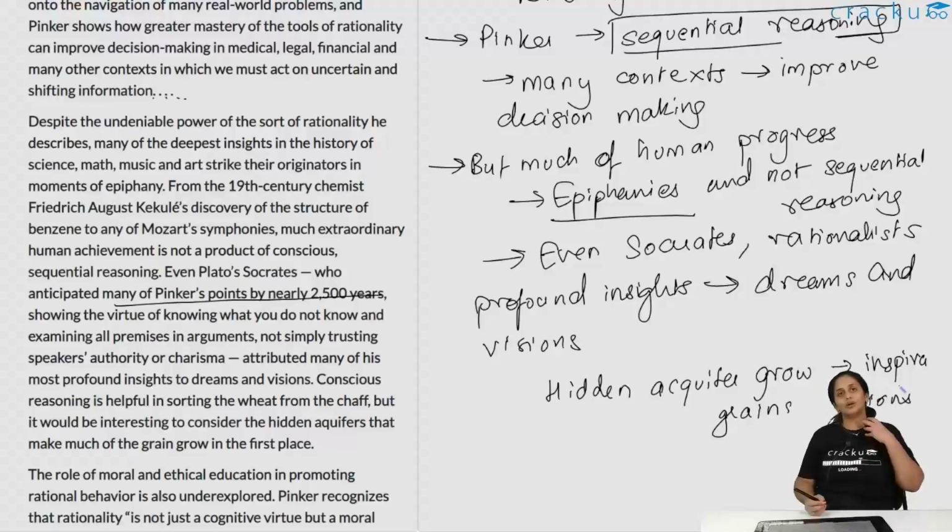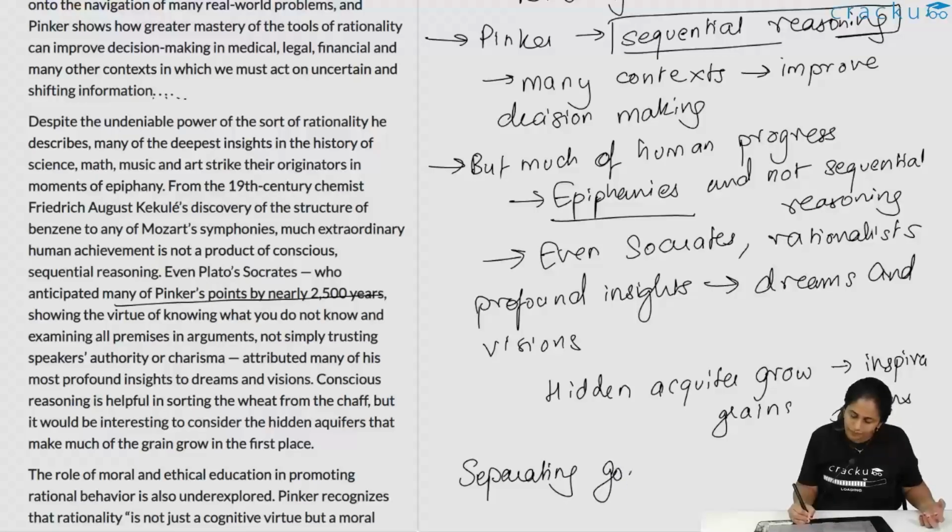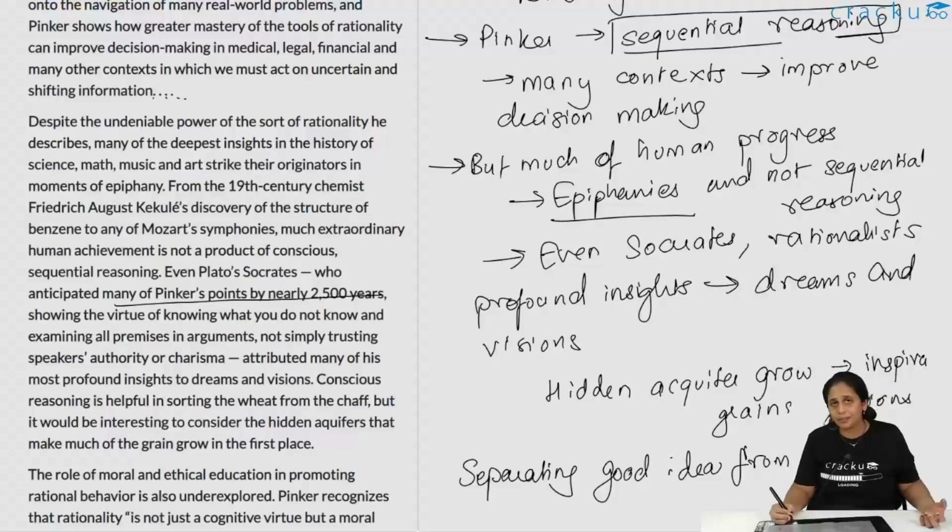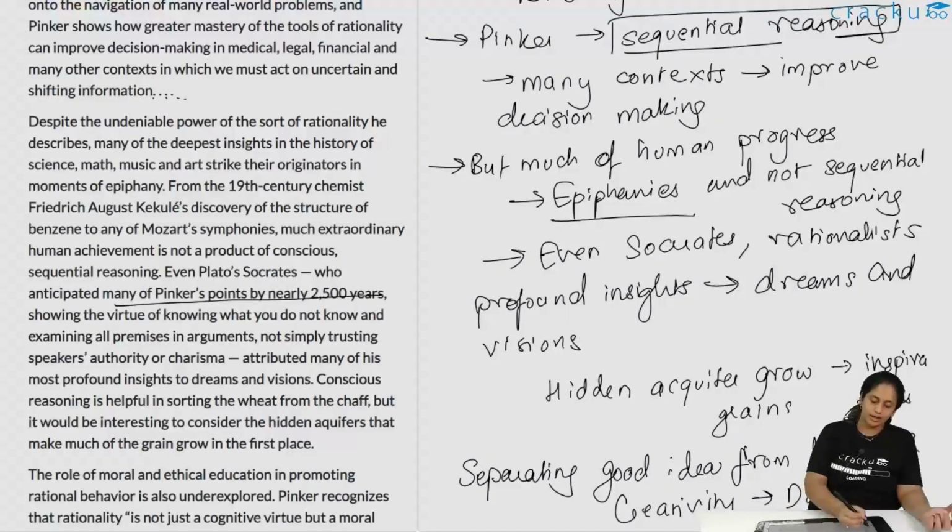Okay. Now these will grow some ideas which are like grain. Now once you have that grain, you can actually separate the wheat from the chaff. Basically means you can discard the bad ideas out of good from sequential reasoning. But generation of new ideas is not through sequential reasoning, it is through inspiration as such. So essentially separating good ideas from bad can be done by sequential reasoning. But the ideation part itself, the creativity, it is inspiration, it is not sequential reasoning as such. It is dreams and vision as such. Okay.